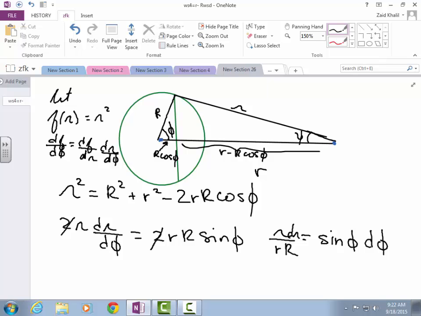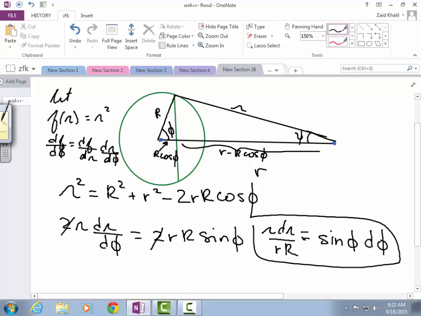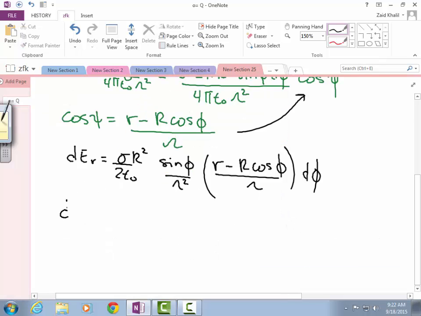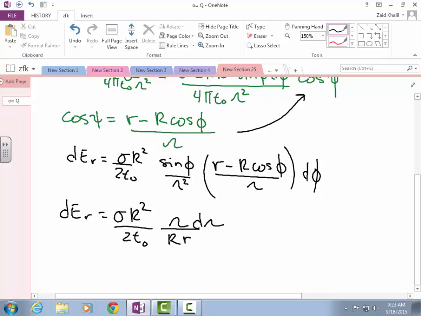All right, want me to make it clear? No, because you need to understand that these are all radial vectors. So does everybody have this relationship? Yeah. Let's go back. So what do we have? We have dE little r is equal to sigma big R squared over 2 epsilon 0. And then sine phi d phi, what was that? Script R over R little r d script R. Right? That's what sine phi d phi is. Then we have this 1 over script R squared. And then we have this term, R minus R cosine phi over script R.